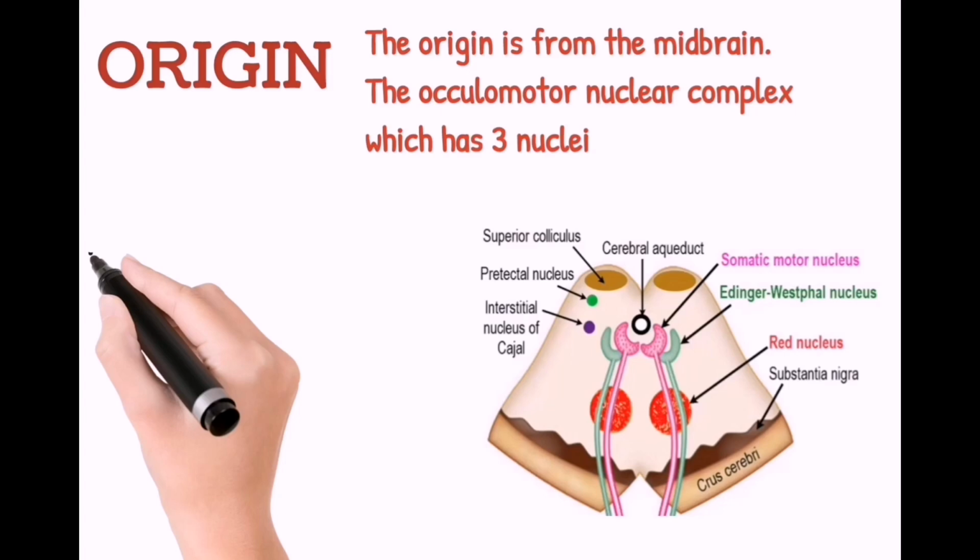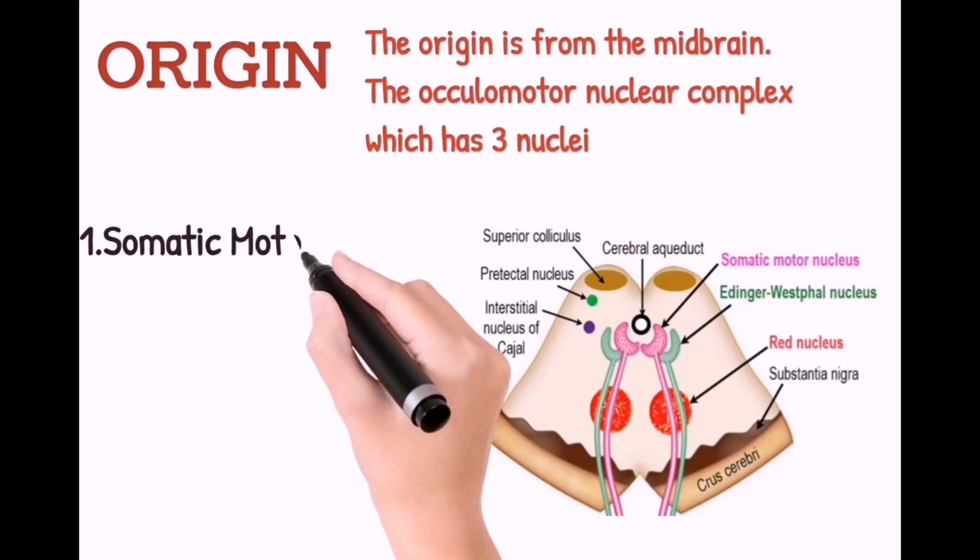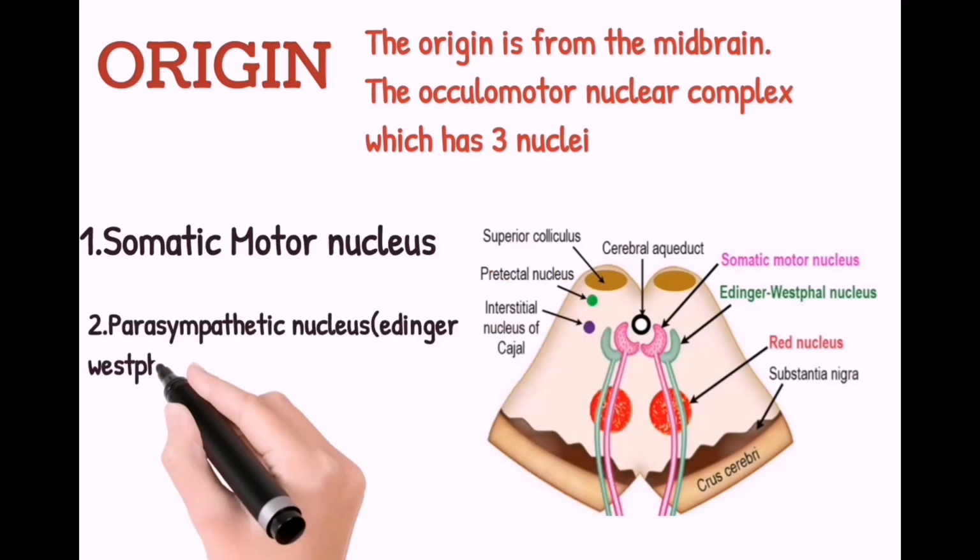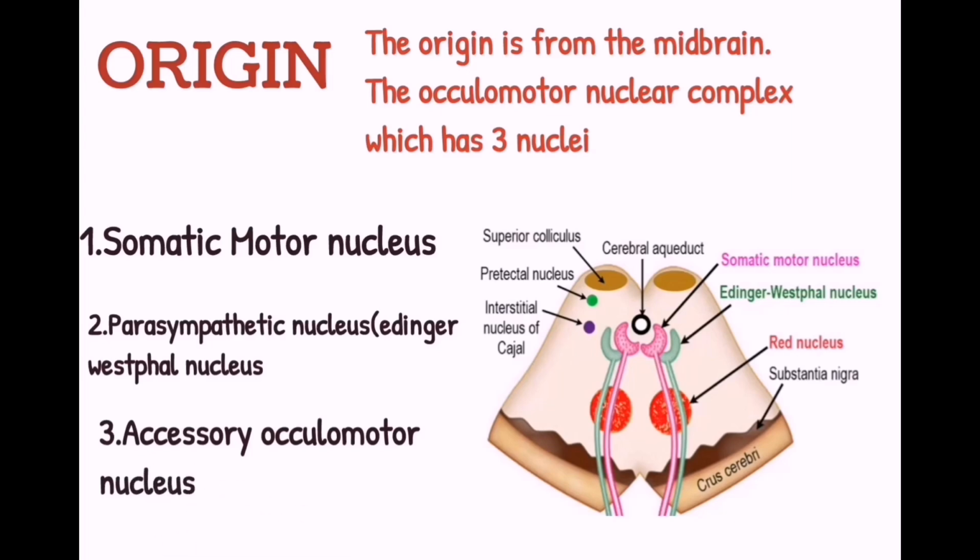So, the oculomotor nerve is in the midbrain, and the oculomotor nuclear complex consists of 3 nuclei. The first one is the somatic motor nucleus. The second one is the parasympathetic nucleus, also known as the Edinger-Westphal nucleus, and the third one is the accessory oculomotor nucleus. The somatic motor nucleus innervates the levator palpebrae superioris and all the extraocular muscles except the lateral rectus and superior oblique.